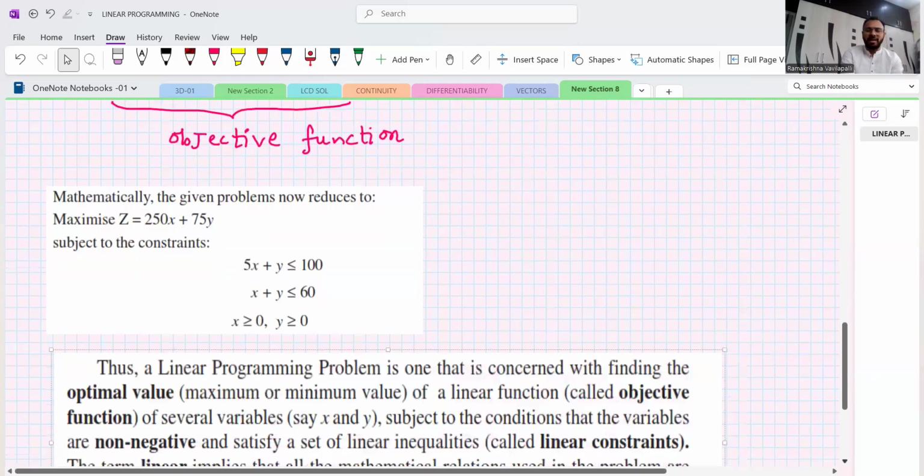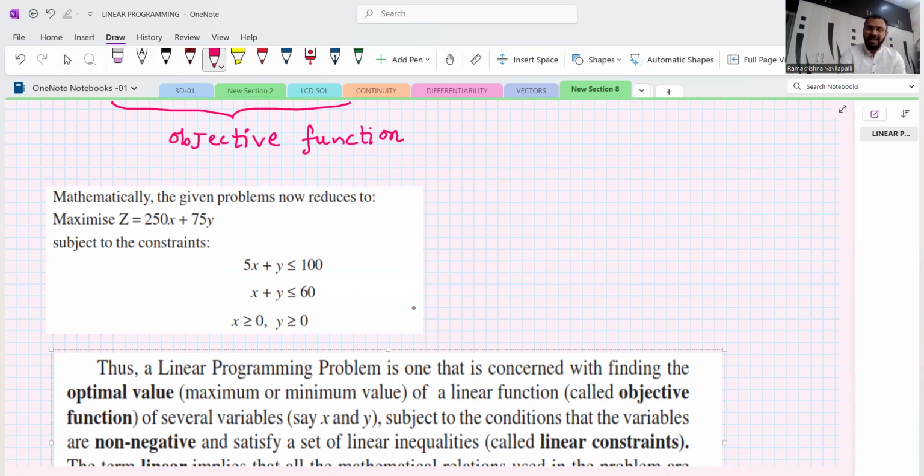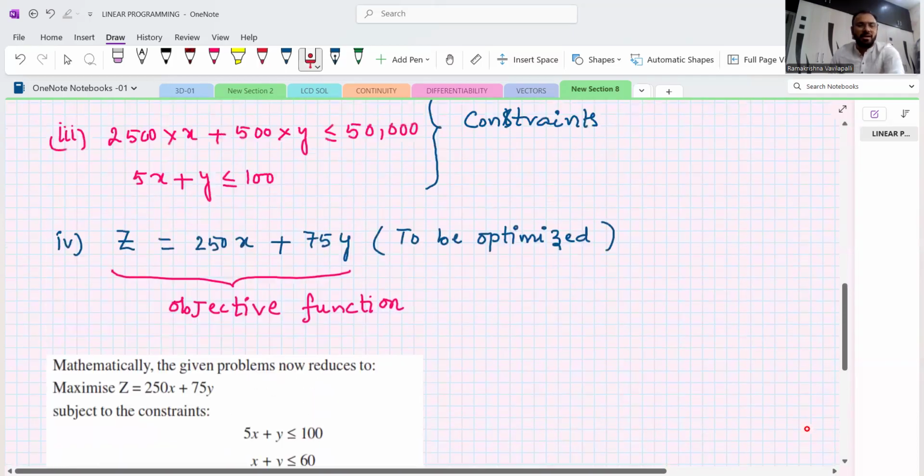So mathematically, the given problem now reduces to this; this is the way we have formulated it into mathematical expressions. Maximize z equal to 250x plus 75y. We have to maximize this. Under which conditions? What are the constraints? Subject to the constraints: 1, 5x plus y is less than or equal to 100. That is the third constraint.